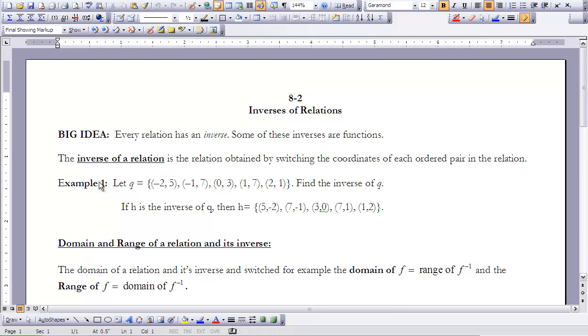So if we look at this example 1, we're going to let q equal the set of points (-2, 5), (-1, 7), (0, 3), (1, 7), and (2, 1). To find the inverse of q, all we're going to do is switch the values of x and y. So if h is the inverse of q, then h is now (5, -2), so all we did is flip-flop these two coordinates, or the x and y values here for this coordinate.